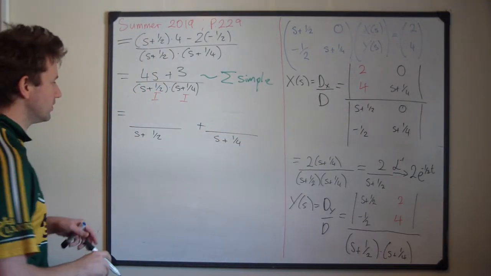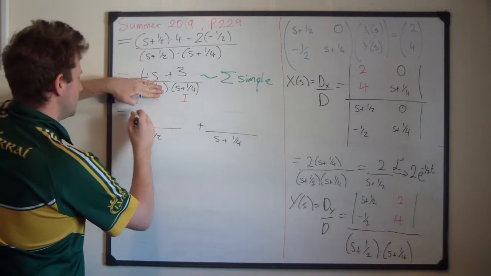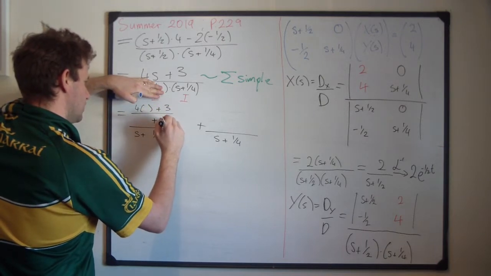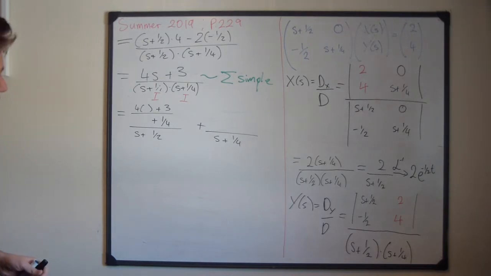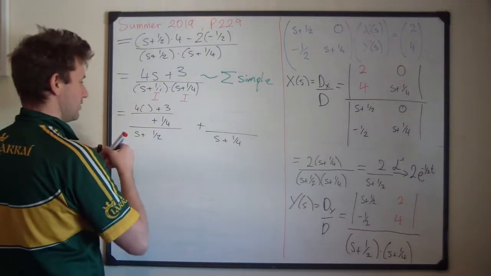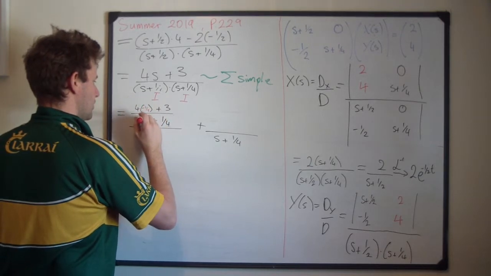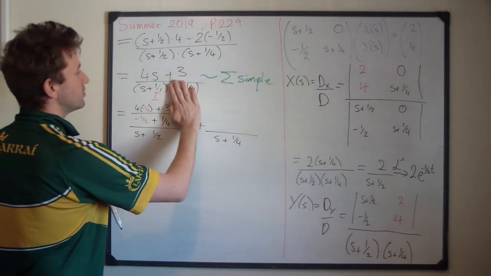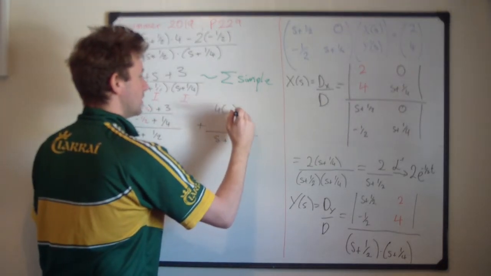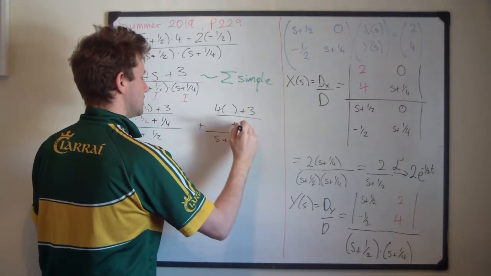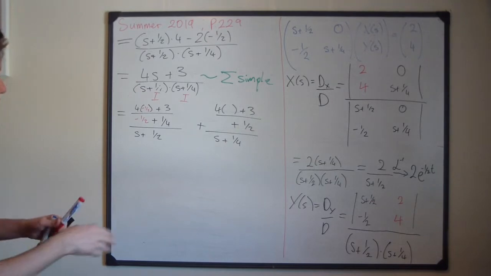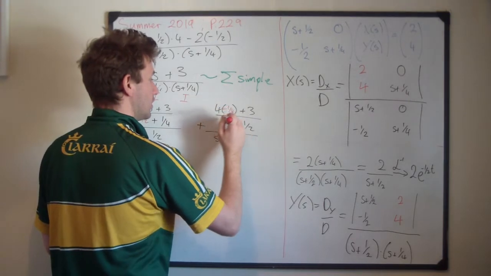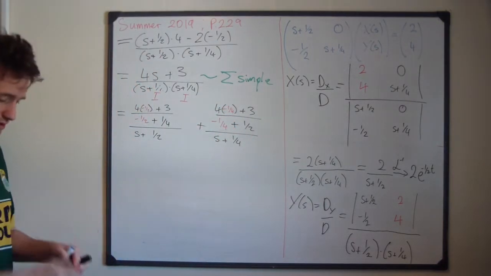And what are we doing? Well, for s plus a half, cover up s plus a half. What have you got? You've got 4s plus 3 and s plus a quarter. And what do you put in for s? The value of s that makes this equal to 0, which is minus a half. Okay, we'll probably use the calculator on that in a moment. And then for the s plus a quarter, cover up s plus a quarter, and you have 4 times s plus 3 over s plus a half, and you substitute in for s after covering up the s plus quarter, the value of s that makes s plus a quarter equal to 0, which is minus a quarter. And we'll bang both of these into the calculator.